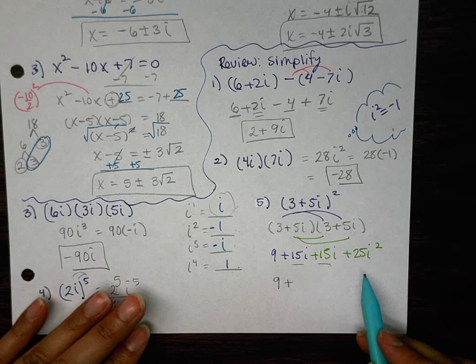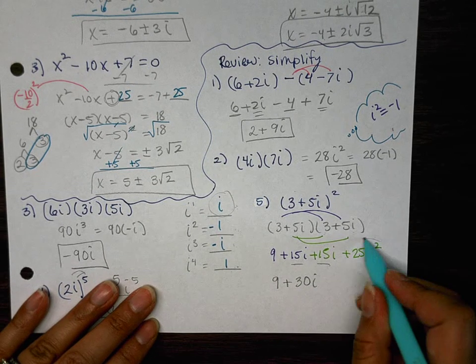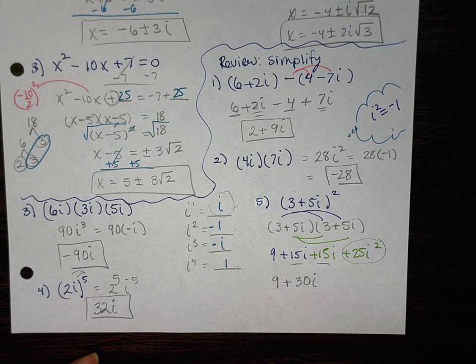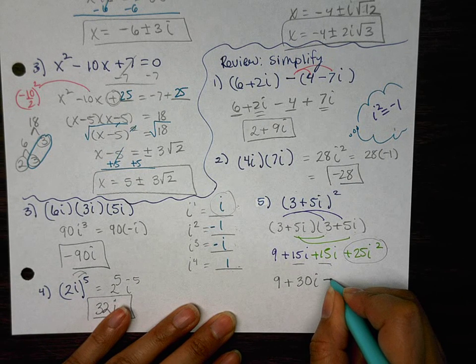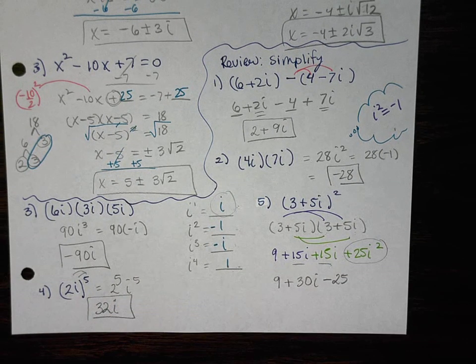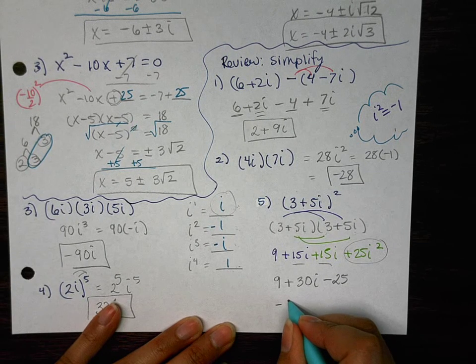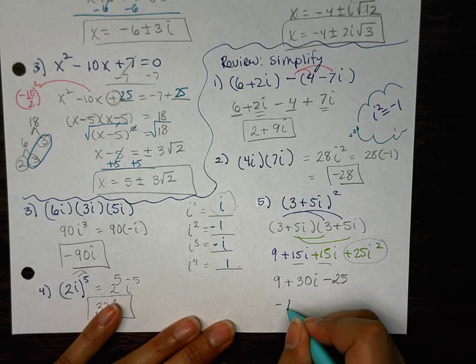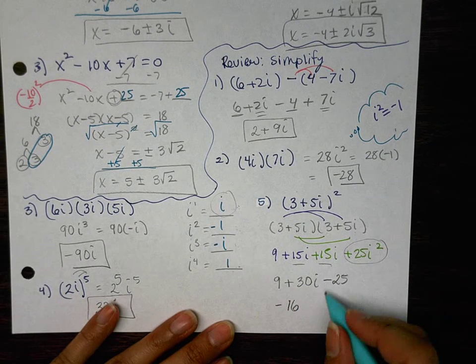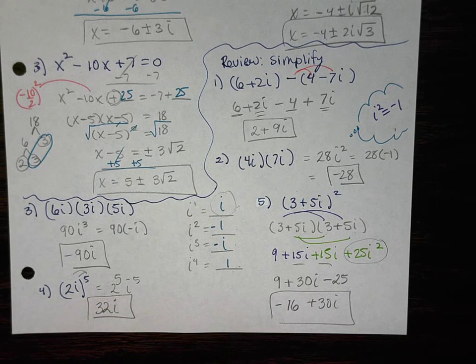What does it add up to? And don't forget, positive 25i squared would become what? What does it become? Negative 25. So what's 9 minus 25? Negative. 9 minus 25 is negative 16. Plus 30i. Not 30i minus 16. Negative 16 plus 30i. Questions?